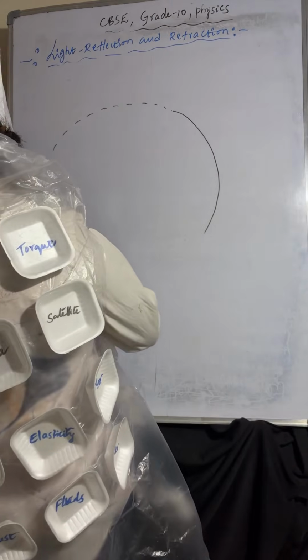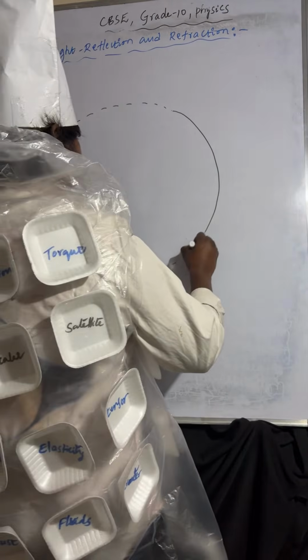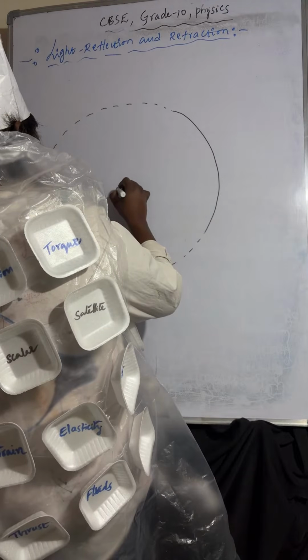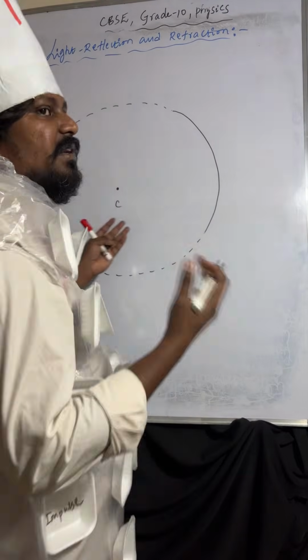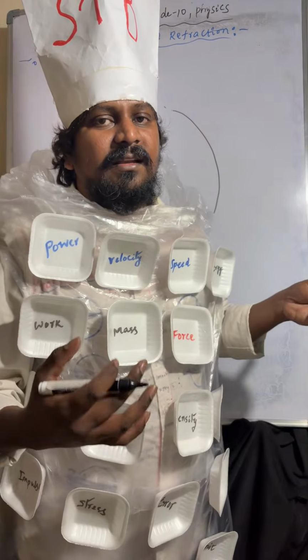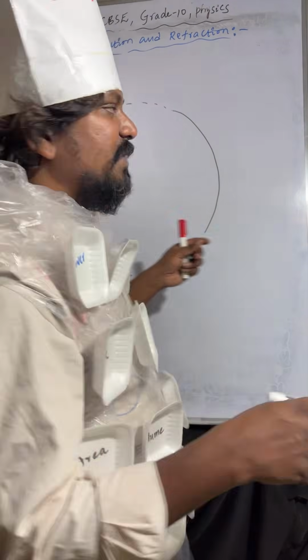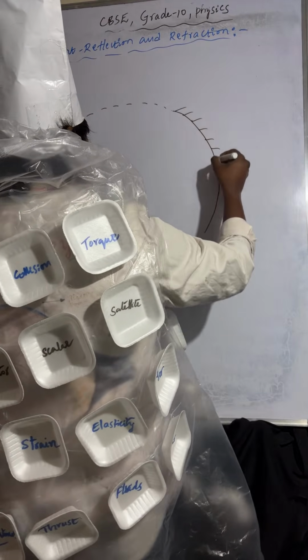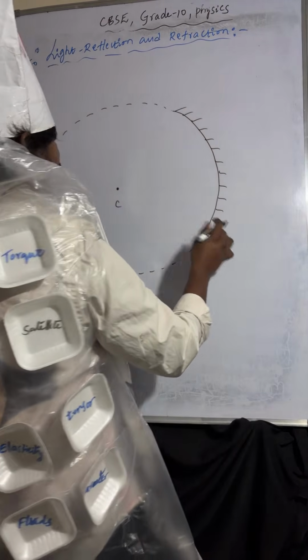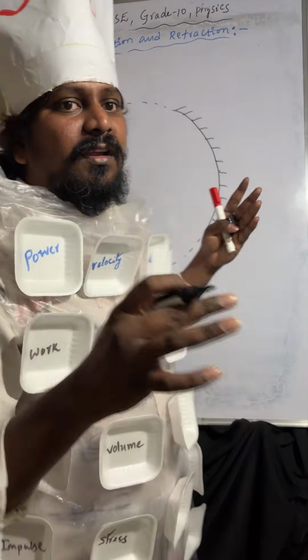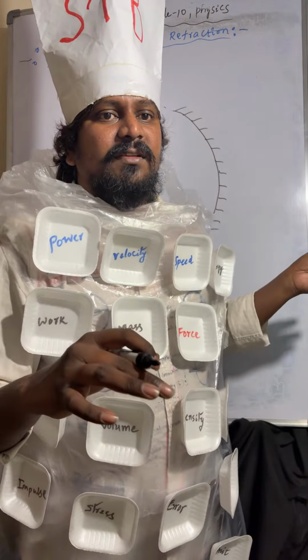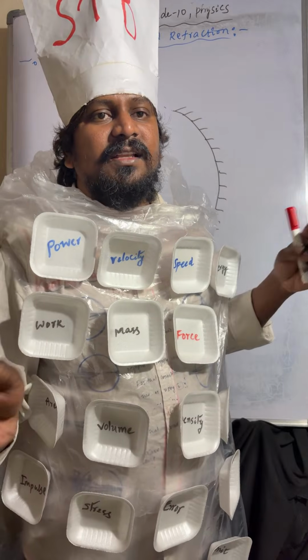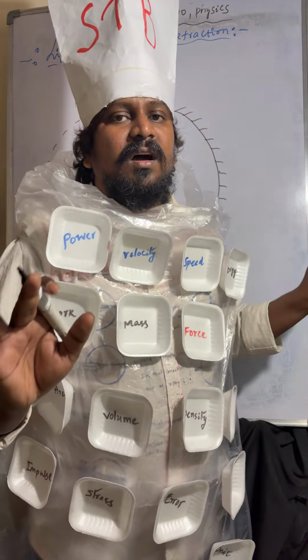You can see C is the center of the imaginary sphere in which the mirror is a part. Whatever I consider, that is a concave mirror. Reflection will be inward, coating will be outward. That is called a concave mirror.